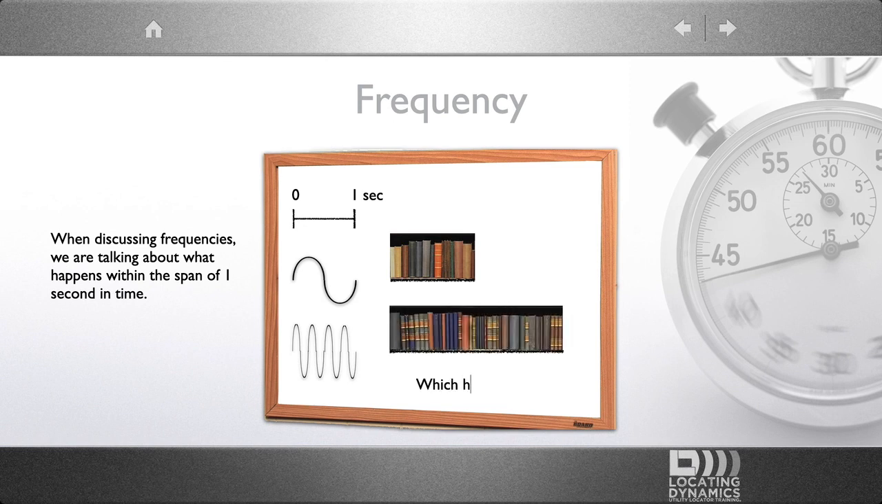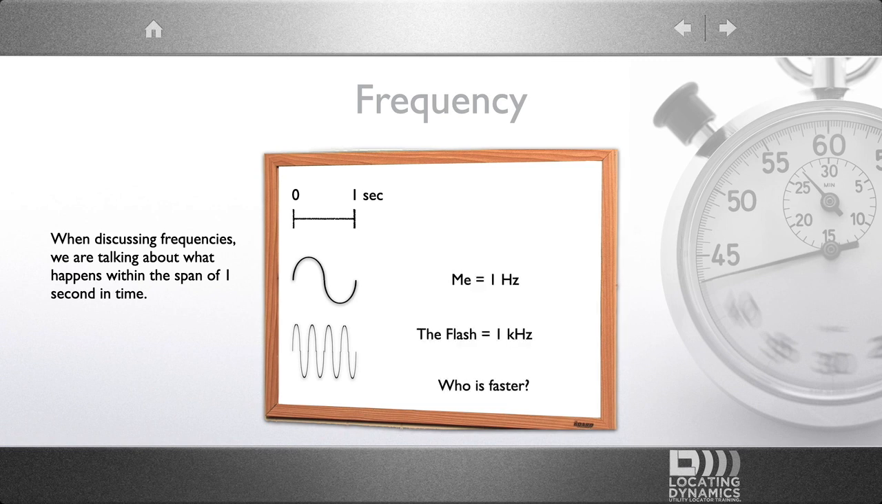In this example, we're not talking about books on a bookshelf, we're talking about current flowing on our line in a snapshot of 1 second in time. The higher the frequency, the more current is present in 1 second. That's sort of an abstract way to think about it. Another analogy is something I call the flash analogy.